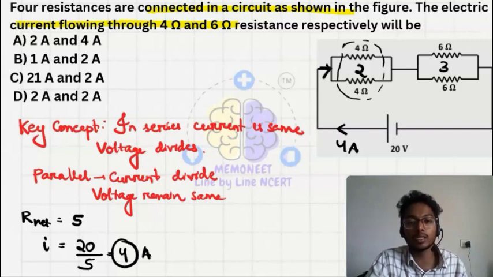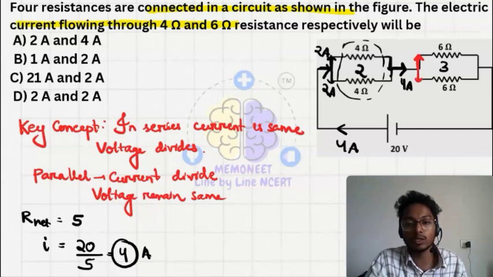These two resistances are equal. So the current will divide in equal proportion. Here it is 2 ampere, it is also 2 ampere. Then when it comes here, again it will become 4 ampere. Then again this will divide, as both the resistors are the same, they will drop equal voltage. So this will also be 2 ampere, 2 ampere.